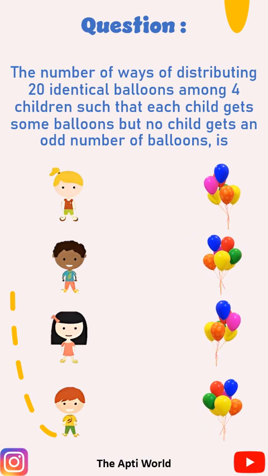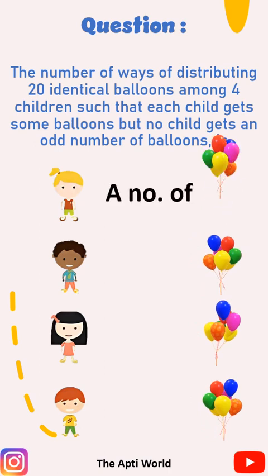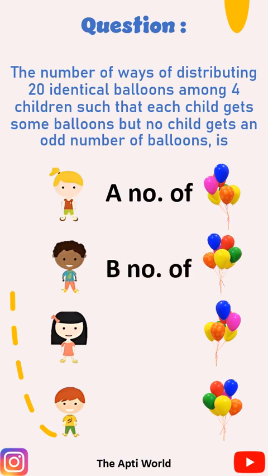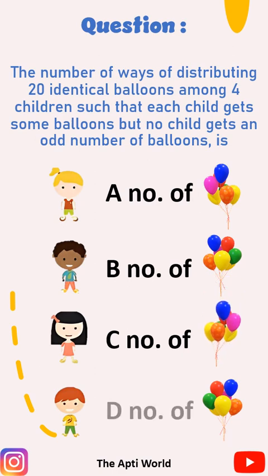Now let's assume that the first child has A number of balloons, the second child has B number of balloons, the third child has C number of balloons, and the fourth child has D number of balloons. And the total number of balloons is 20.